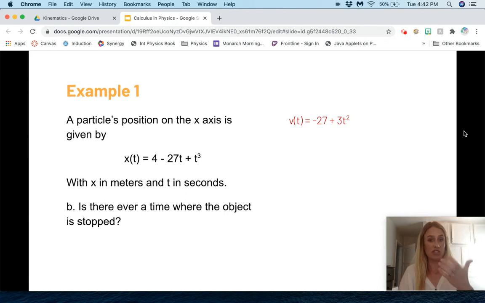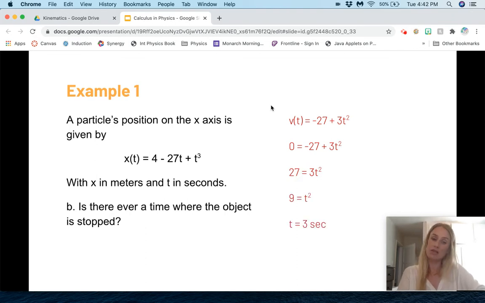So we'll find out. Let's just set our velocity equal to 0 here. So I plug in 0 for velocity. Remember this V with parentheses T just means velocity as it varies with time. So plug in my 0 for velocity. That equals negative 27 plus 3t squared. I'm going to add 27 to both sides, divide by 3. I get 9 equals t squared, take the square root, and I end up getting that, yes, it is stopped at a time of 3 seconds. Easy stuff, easy stuff.